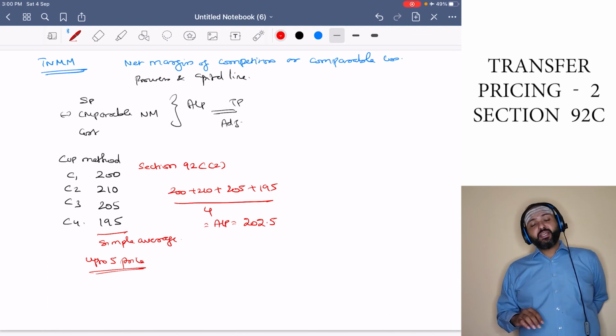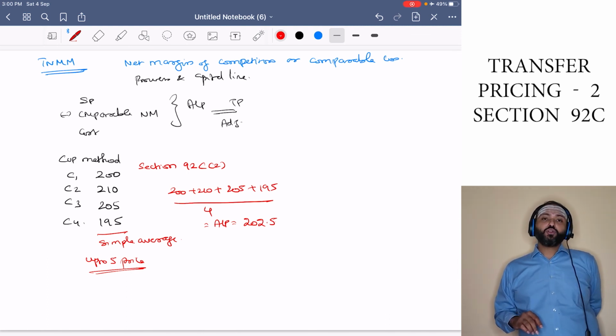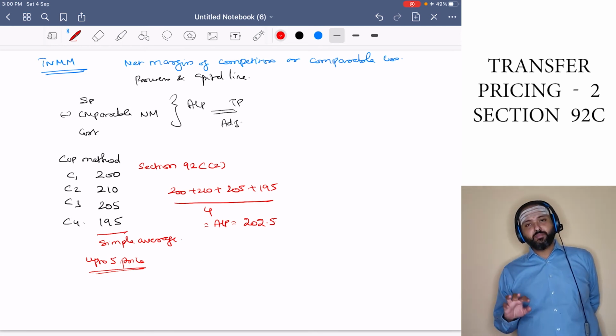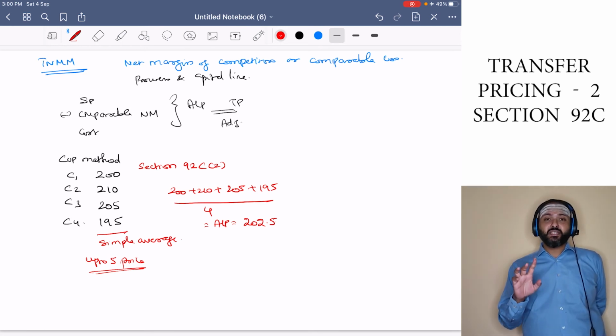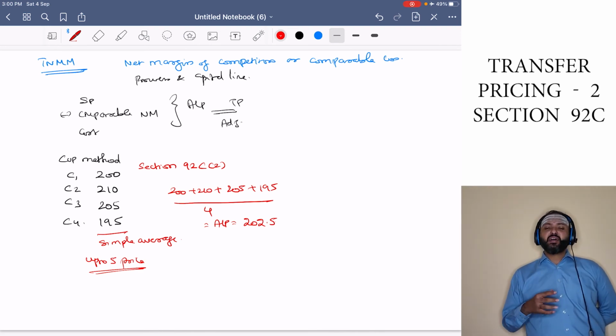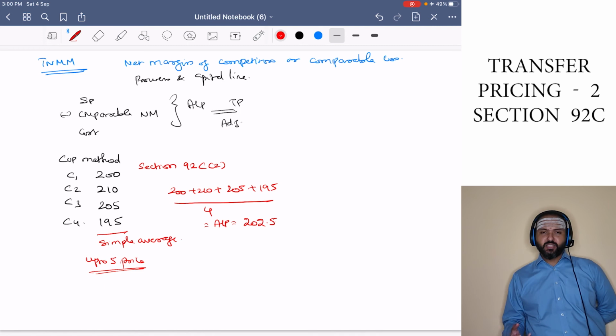Suppose I get 5 prices, still do the same thing. Suppose I get 3 prices, do the same thing. Suppose I get 2 prices, still do the same thing. Suppose I get 6 prices, do not do simple average. We have a separate way to determine arm's length price for that, so we'll keep that for the next session.